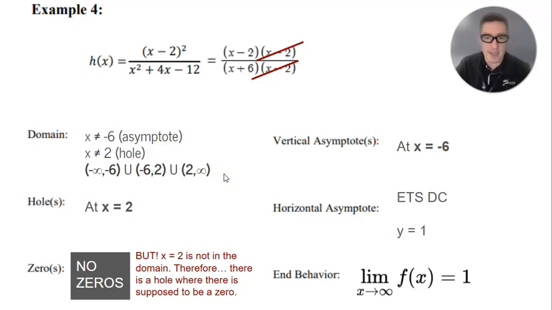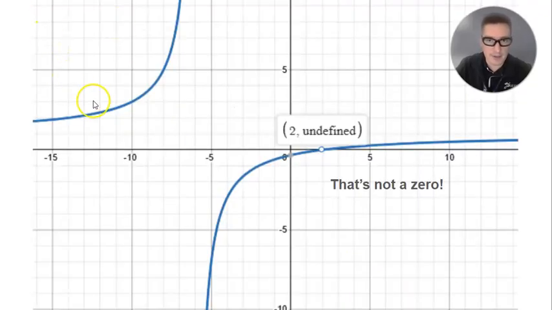And for the end behavior, since I've already identified the horizontal asymptote, I take the limit to infinity and I get a value of 1. And there you go. You can see here in the graph that right there, you would think there would be a 0. And when you look at Desmos, it looks like there's a 0 there. But if you actually hover over it, it's undefined there. That's not a 0. So this function literally has no zeros.